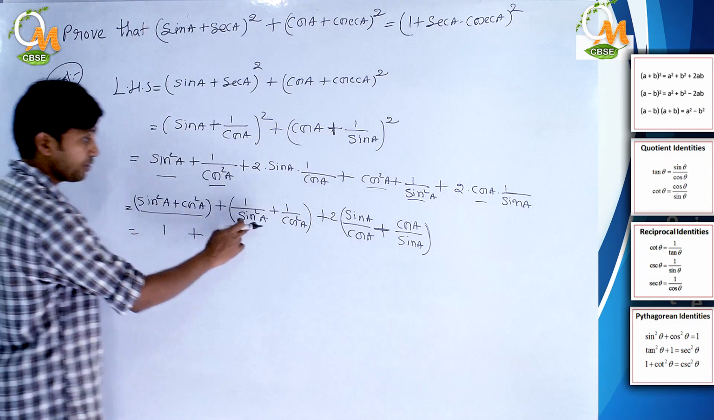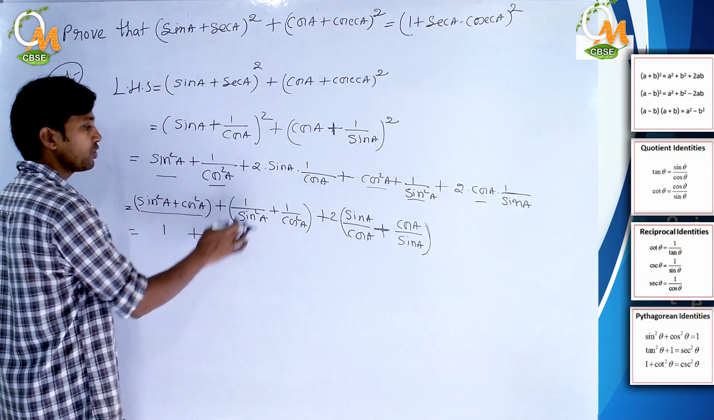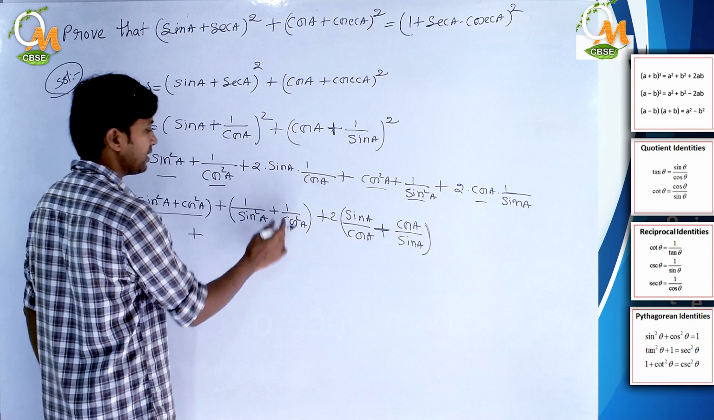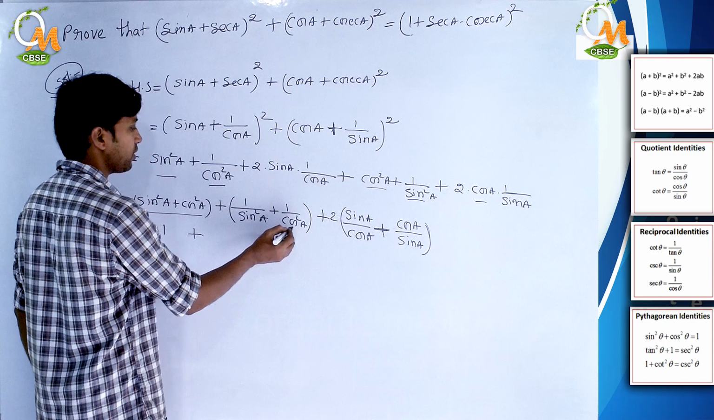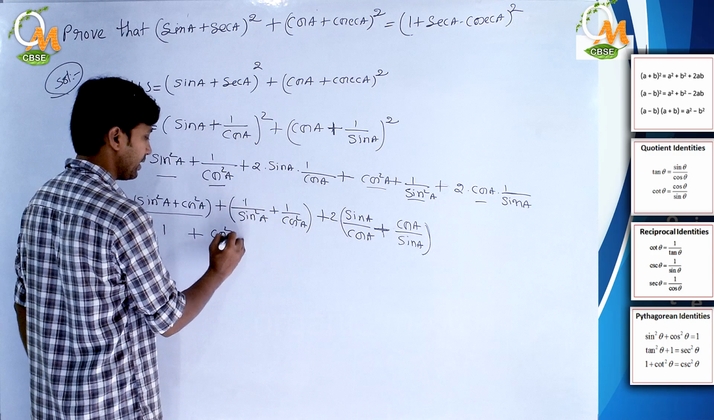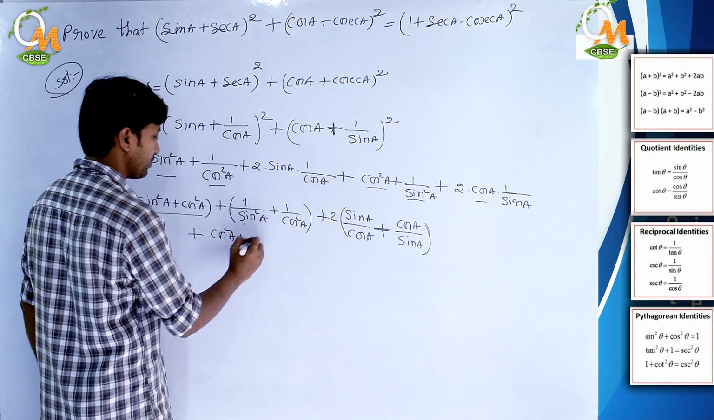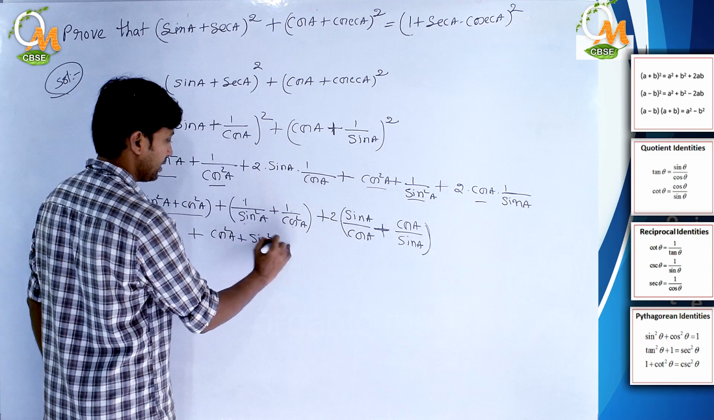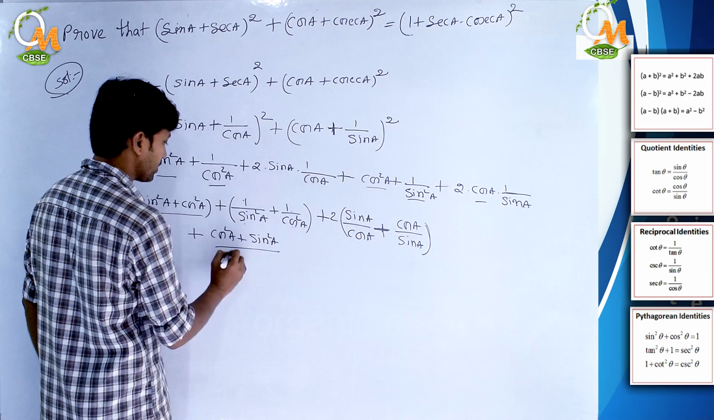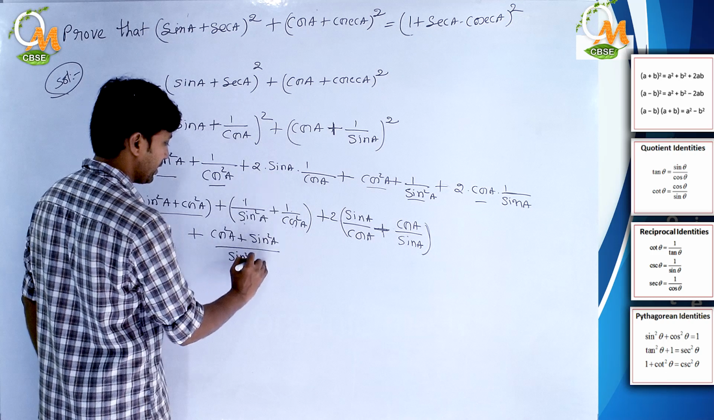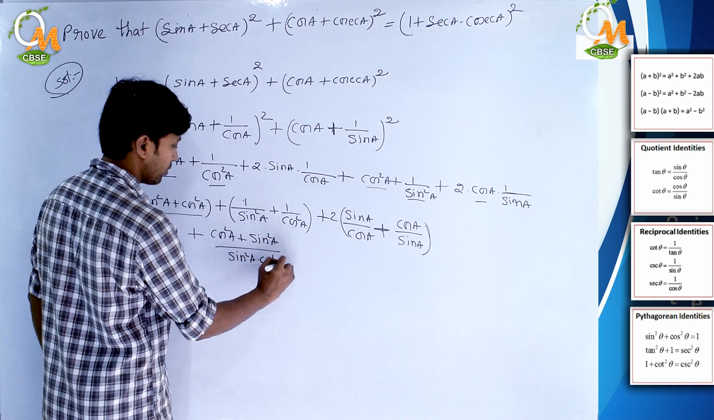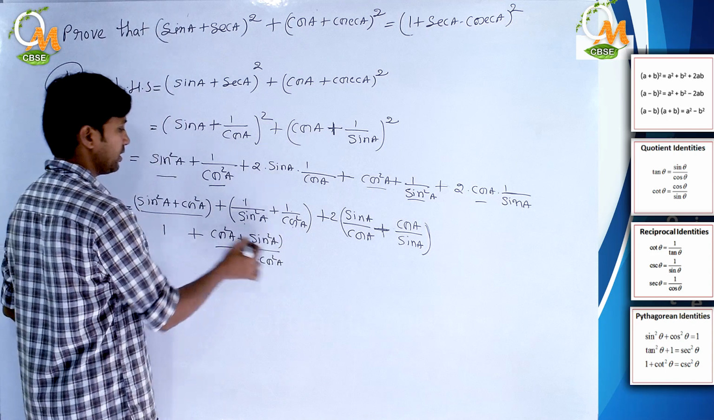Anyways, now coming to the second bracket, if you want to solve it, take the LCM of the denominators. While taking the LCM, how do you solve it? Cos square A into 1, that would be cos square A, plus sin square A into 1, that would be sin square A, upon sin square A into cos square A. So this is the simplified form.